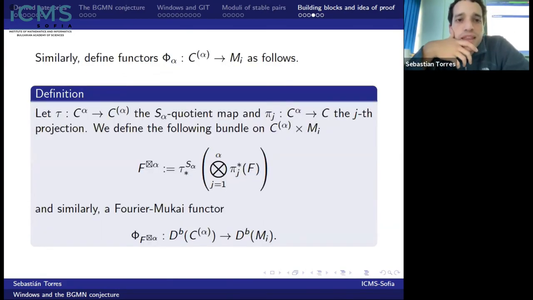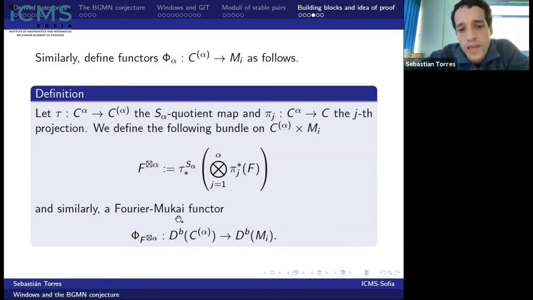Now, you can actually play a similar game with not just C, but the symmetric powers of C. In order to do that, you have to find a bundle that will be the analogue of your universal bundle on C times M. The way to do that is to consider the projections. You have your universal bundle, you pull it back by all the different projections, then you push it forward via the symmetric quotient and take the invariants, and that's your bundle.